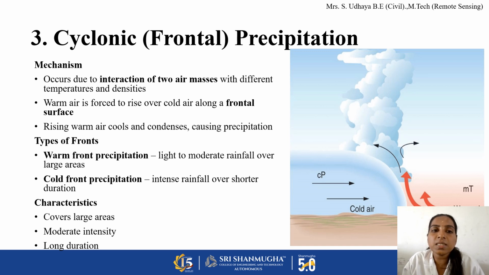So this is a regular precipitation that occurs during monsoon season. It is general rainfall. It covers a large area. The intensity of this rainfall is moderate to heavy. It is generally long duration rainfall. So this is about the types of precipitation.